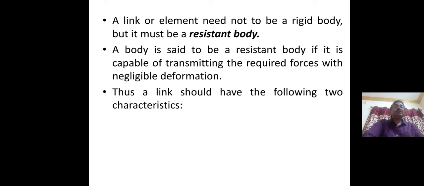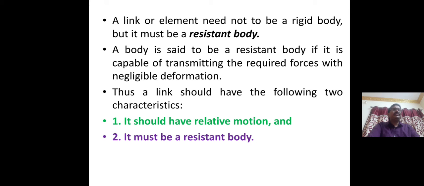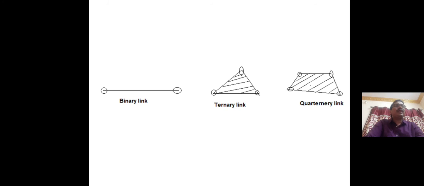Thus a link should have the following two characteristics. What are the characteristics required for this link or element? It should have relative motion with one element and another element. Relative motion should be there. Second, it must be a resistant body, need not be a rigid body. So generally, an element or link should be a resistant body having relative motion with the other body; only then can you call it a link or element.